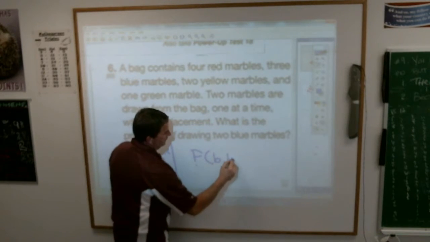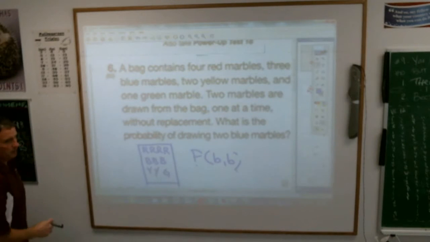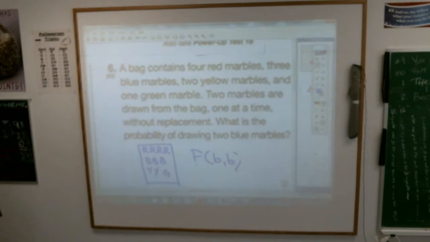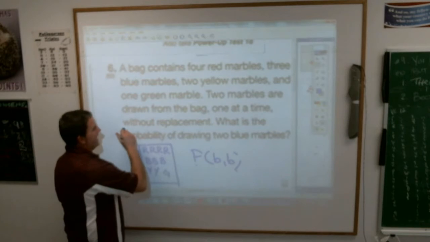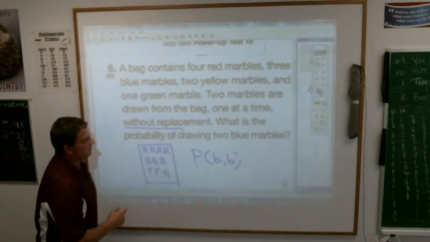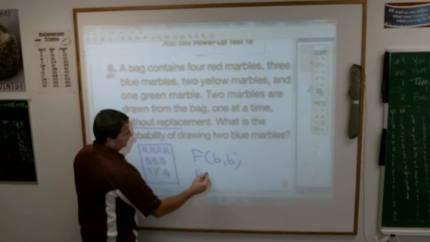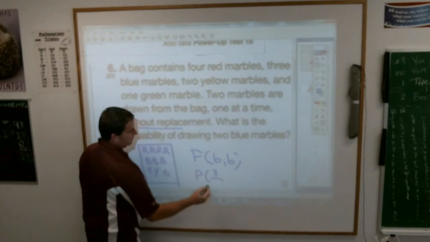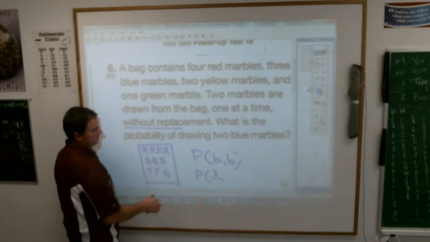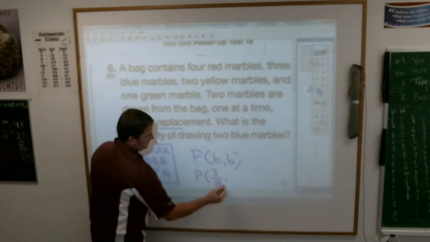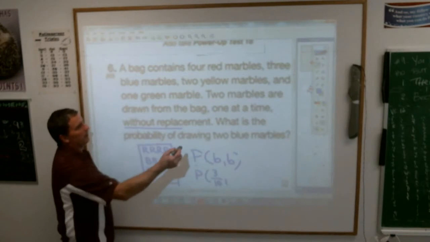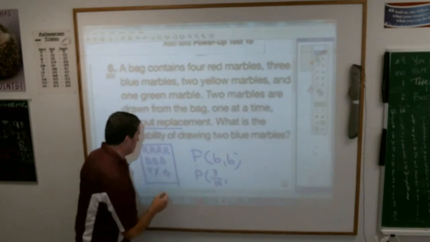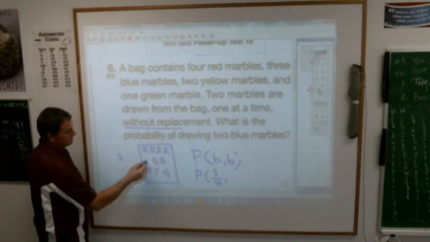Blue and then blue. And the next thing, 8th grade, you have to look for is, do you draw it and then put the marble back, or do you draw it and leave that marble out the next time? And this says we're not replacing it, so that's going to change your probabilities. But the first one's going to be the same. How many blue marbles? 3 out of how many total marbles? Was there 10? 10. Okay, that's my first probability. But see, I take that blue marble out.